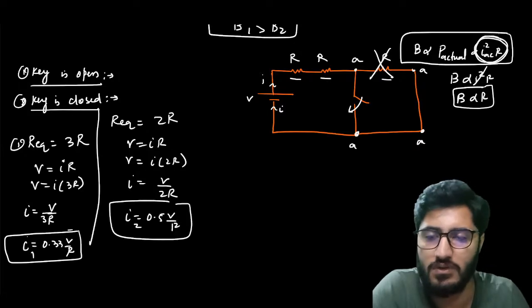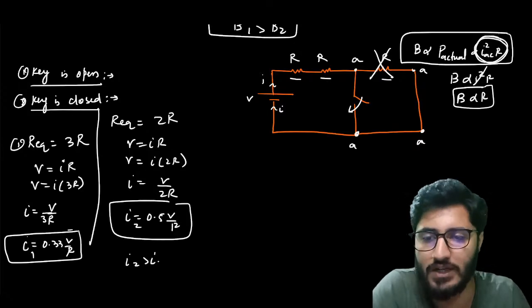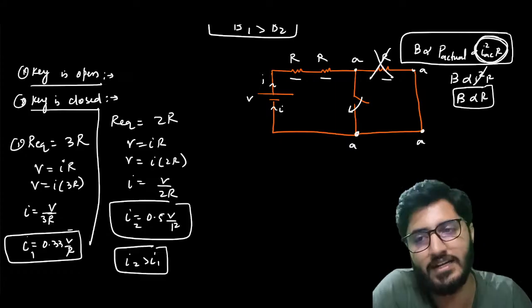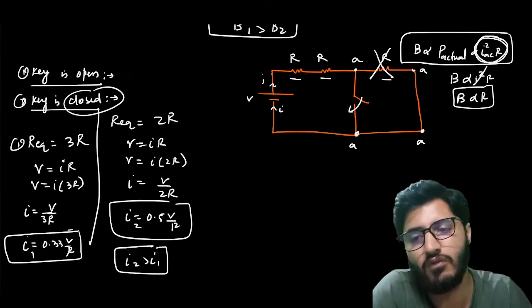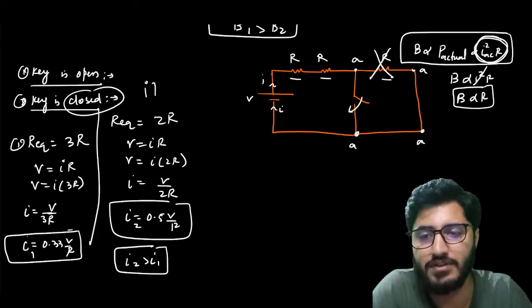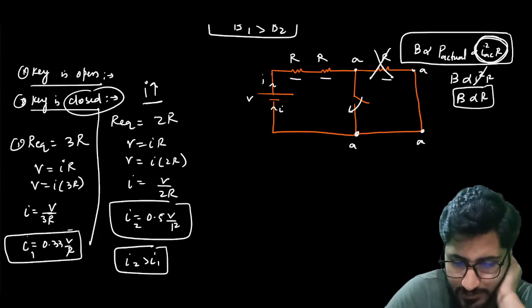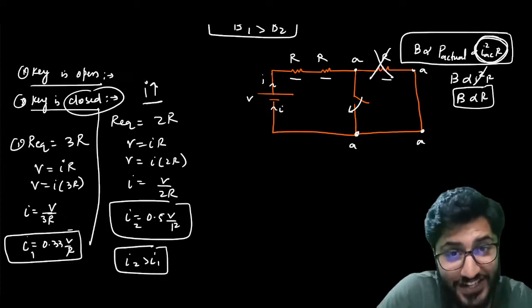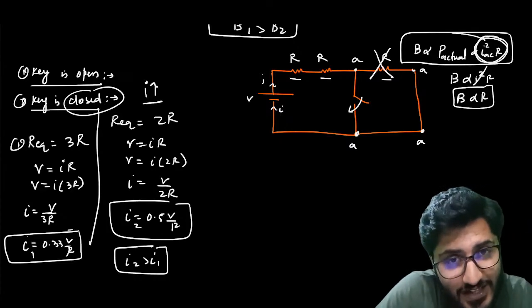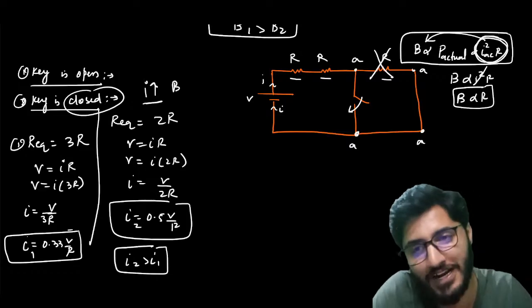I1, I2. I guess I2 is more than I1. So in the second case, when we close the key, what will happen? Current increases. If current increases, brightness increases. So my brightness also increases.